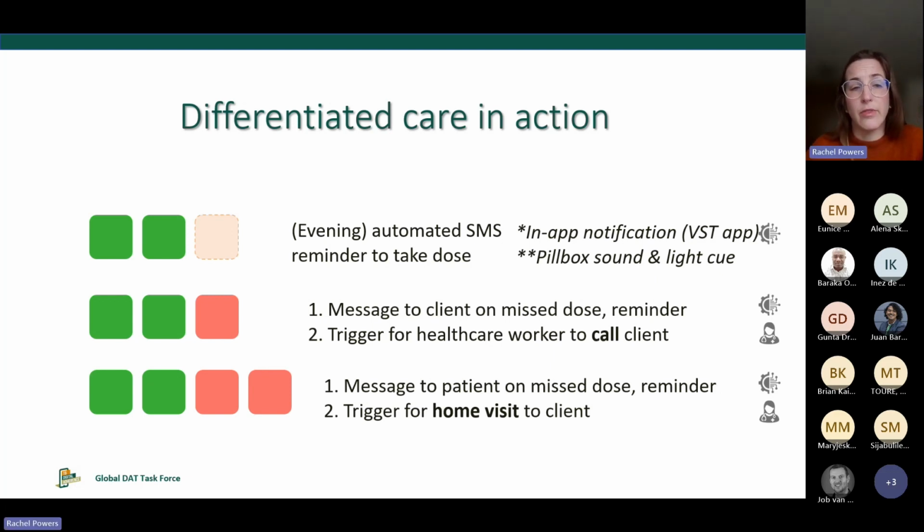And we can also think about if there's more consecutive days of missed doses, what kinds of triggers, what does that trigger in terms of support? Is that still a message to the client? Does it trigger a home visit instead? And are there different messages that are sent via their phone message or via the box?